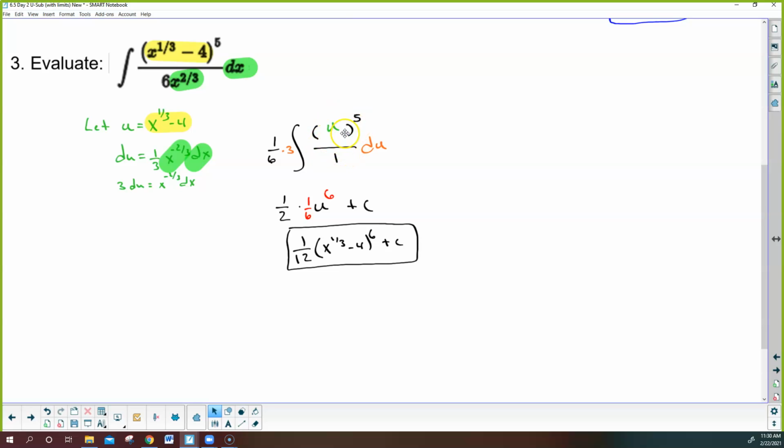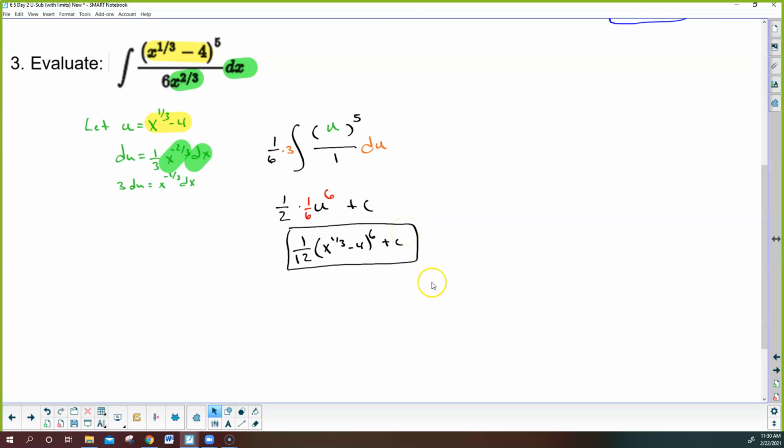But now it's just a power rule. We're going to undo the power rule, so we'll add 1 to the 5 and put a 6. But if I put a 6 up here, we've got to put a 1/6 out in front. It's a multiplier. And then the 1/3 and the 1/6, when you multiply those, they become 1/2. And then the last part is 1/2 times 1/6 is 1/12. And replace u with what it was equal to. And then just don't forget your plus c.